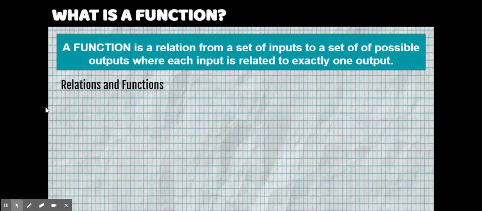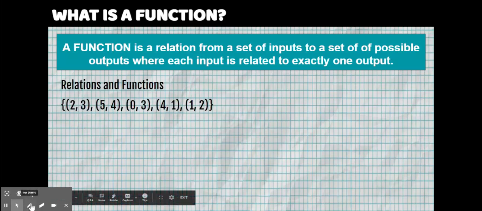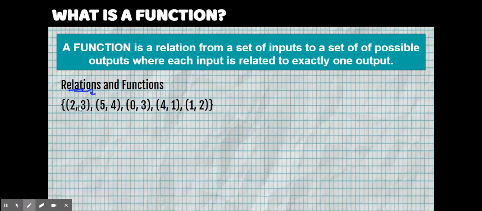Every function is a relation, but not every relation is a function. And that's where we have to know our vocabulary. So here's a set of ordered pairs. So automatically, I know that that set of ordered pairs is a relation. There is an X and a Y, and there is a relationship between these numbers. I don't know what it is just yet.